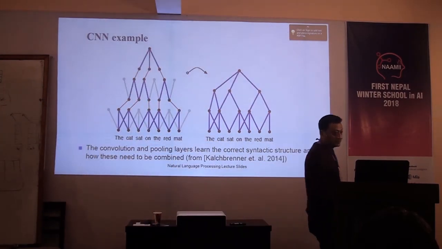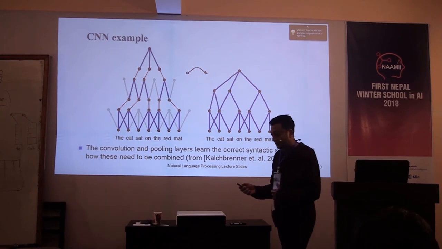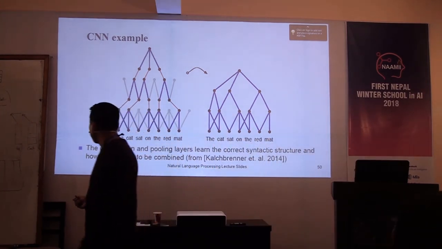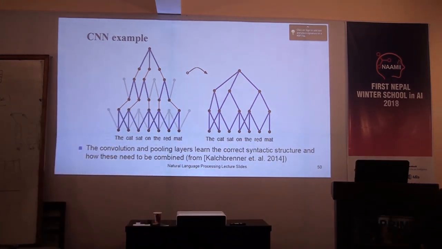So this was a slide, in fact, Chris also had in his slide. So what they showed was that if you input the cat sat on the red mat, for example, what the CNN learns is very strong connections like this for the right kind of paths, which roughly corresponds to a parse tree, okay? So it's able to recover the internal syntactic structure by just doing training on the sentiment analysis problem, okay?